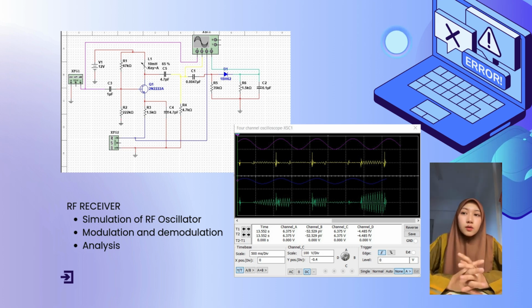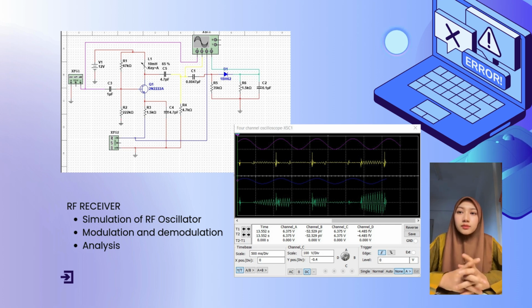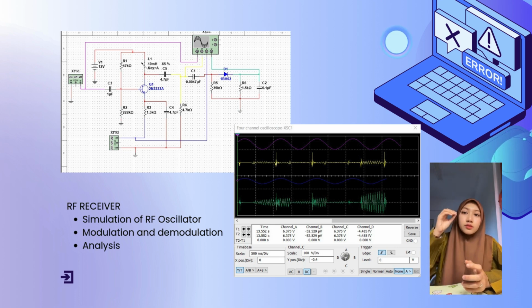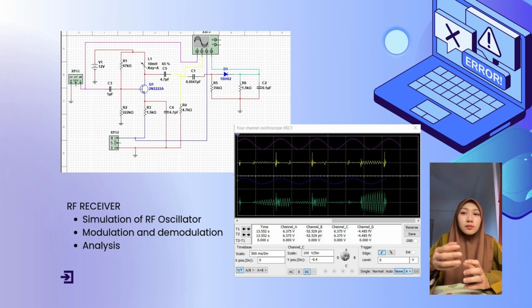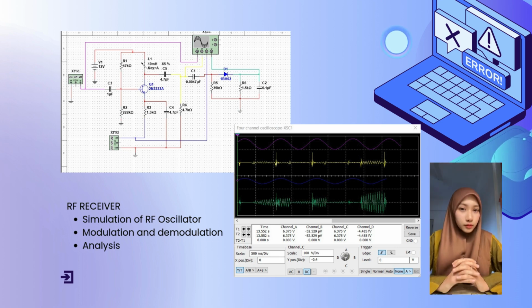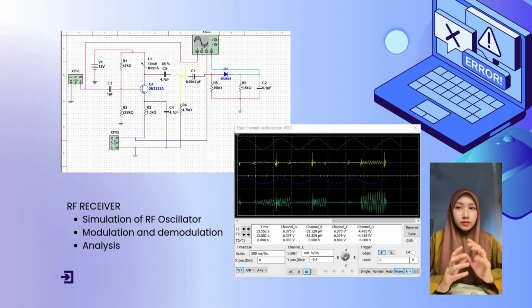C1, 1 microfarad: this capacitor can be part of the feedback loop, helping to determine the frequency of oscillation. C2, 0.1 microfarad, and C3, 0.0047 microfarad. These capacitors may be used for coupling or bypassing, affecting the frequency response and stability of the oscillator. Modulation and demodulation for receiver.